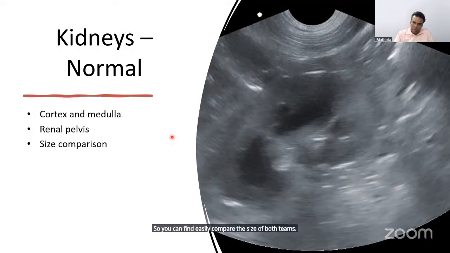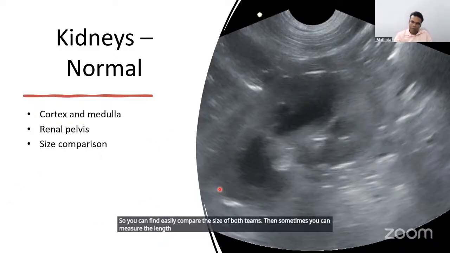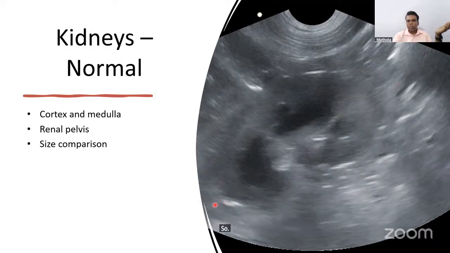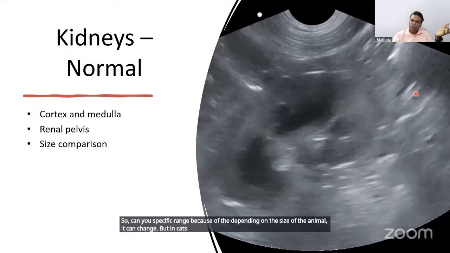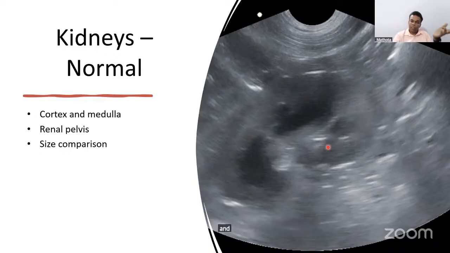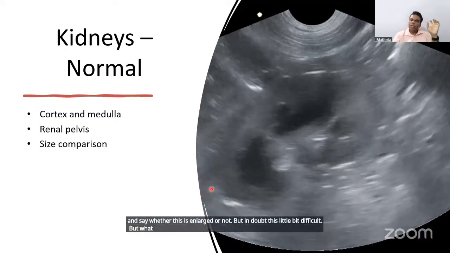Then sometimes you can measure the length of the kidney. But in dogs, it depends on the animal size. Sometimes it can go from 5 to 9 centimeters. So you can't give a specific range, because depending on the size of the animal, it can change. But in cats, it's 3.5 to 4.5 centimeters in size. So you can measure the size in a cat and say whether this is enlarged or not. But in dogs, it's a little bit difficult. But what we do is compare both kidneys. They should be the same size.